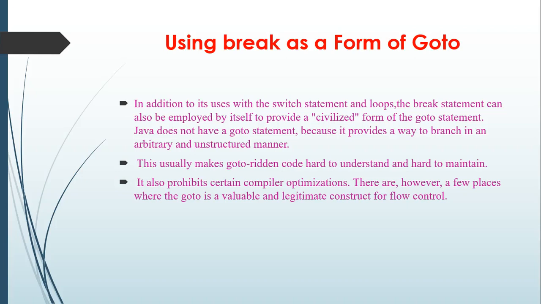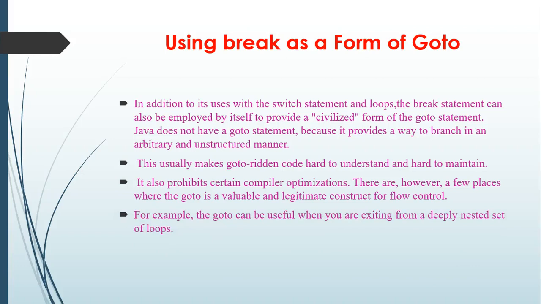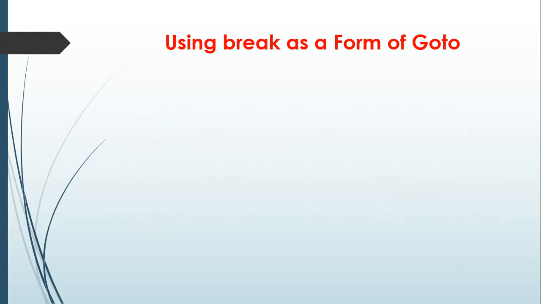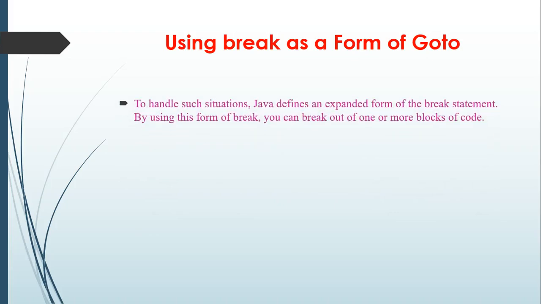There are, however, a few places where the GOTO is a valuable and legitimate construct for flow control. For example, the GOTO can be useful when you are exiting from a deeply nested set of loops. To handle such a situation, Java defines an expanded form of the break statement. By using this form of break, you can break out of one or more blocks of code.